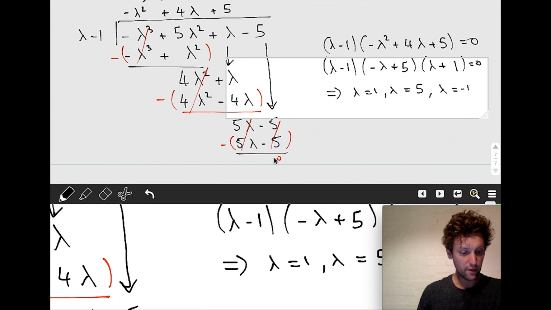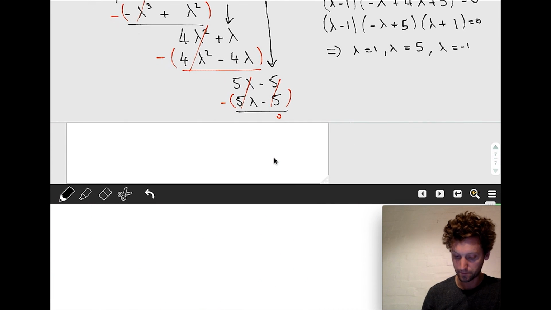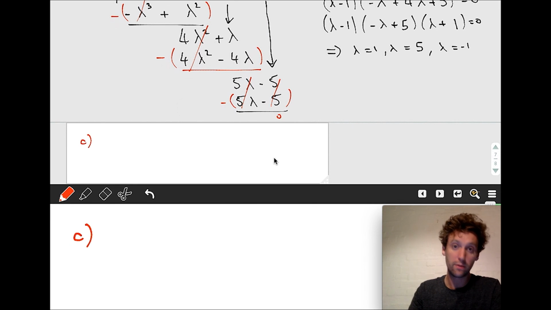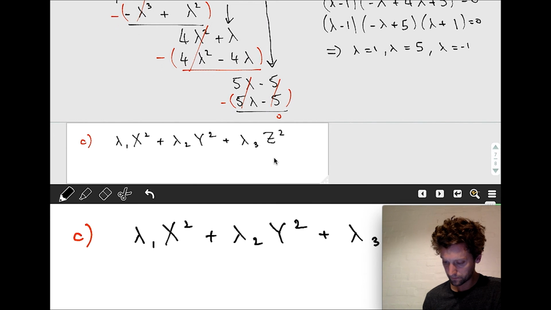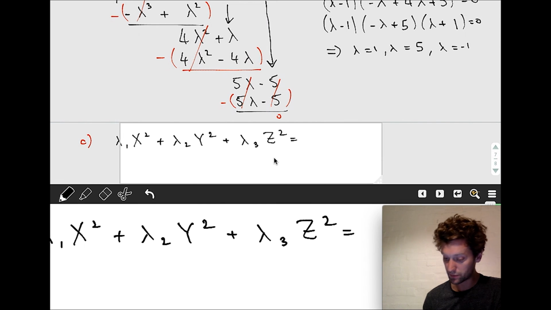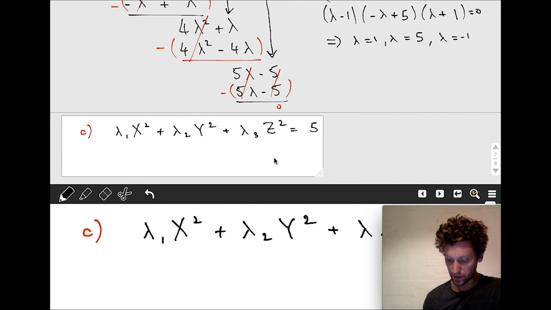Okay, let's move to the next part of the problem. We found the eigenvalues. Let's look at part C. In part C, we're asked to write down the quadric surface in terms of the principal axes big X, big Y, and big Z. And we remember that we can do that without bothering to figure out what the eigenvectors are, as long as we know what the eigenvalues are. It is equal to the same right-hand side, which was 5. So all I need to do is to substitute in those eigenvalues.